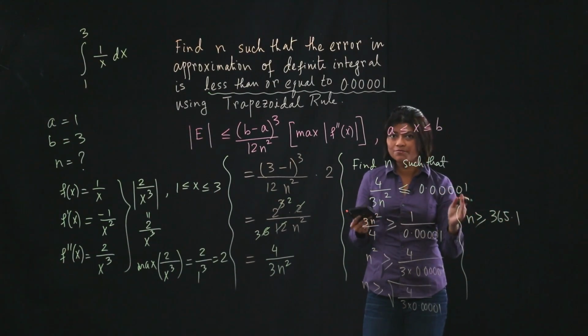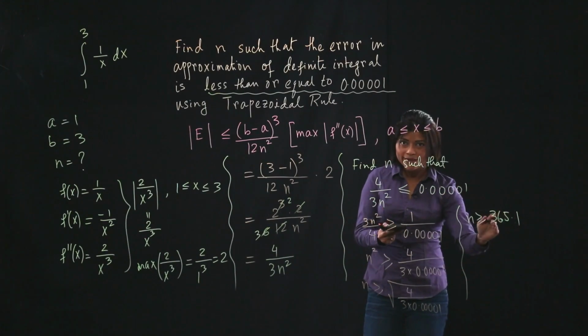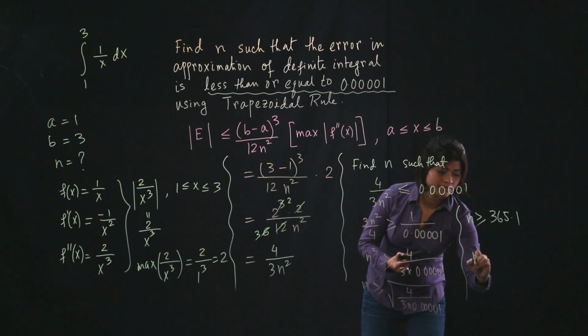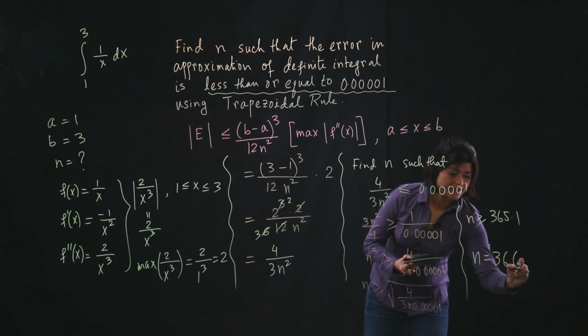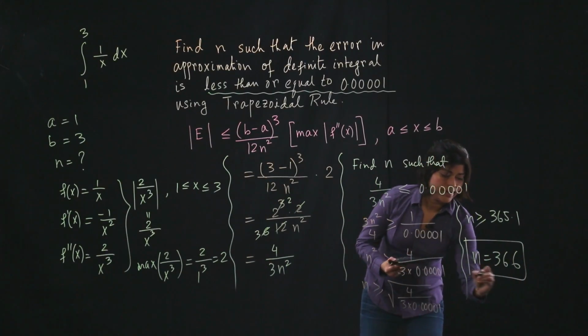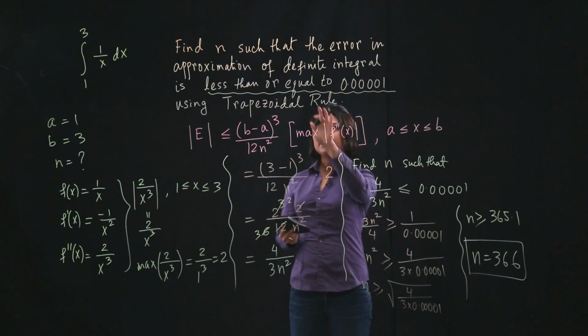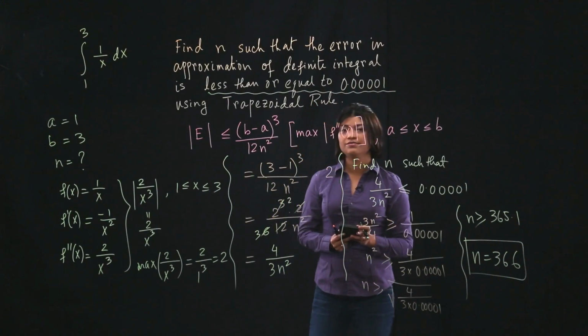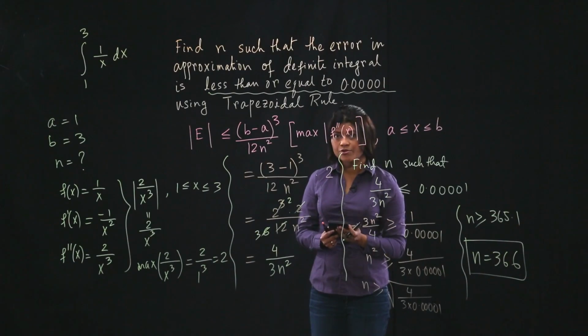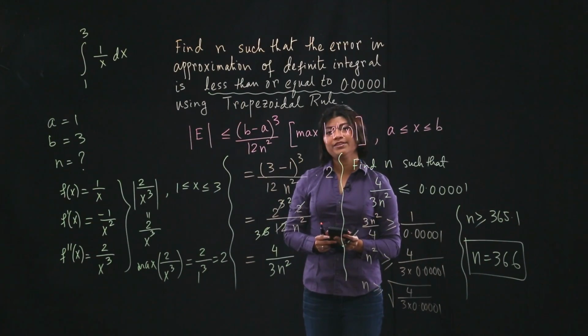So what is the first integer that will do that? Of course, 366. So n has to be at least 366 so that the error will be less than or equal to this given value when you are using the trapezoidal rule to solve that definite integral.